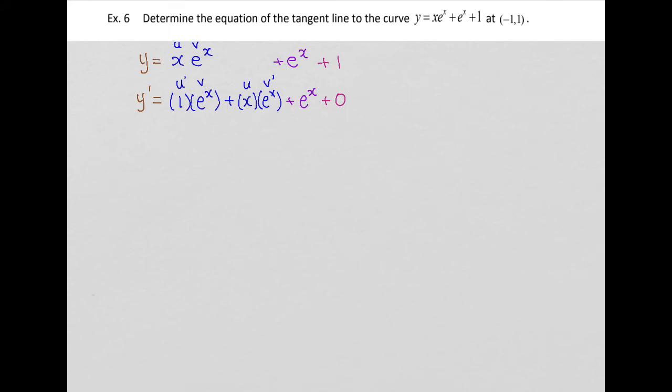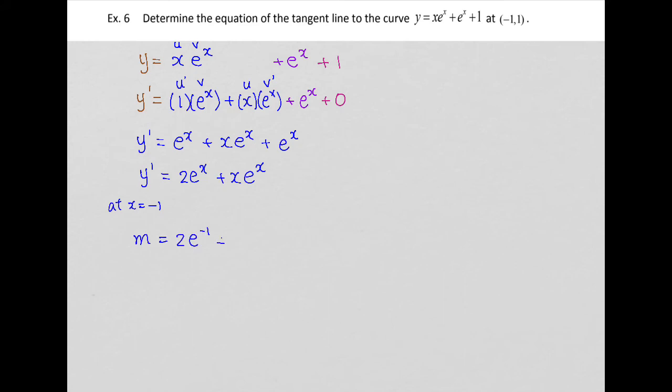Next, let's simplify this. So we write down y prime equals e to the power x plus x e to the power x plus e to the power x. And that will become 2e to the power x plus x e to the power x. Let's substitute x equals -1 to find the slope of the tangent, which is 2e^-1 plus -1 times e to the power -1, which means 2e^-1 minus e^-1, which is e^-1, which is 1 over e. That's our slope.